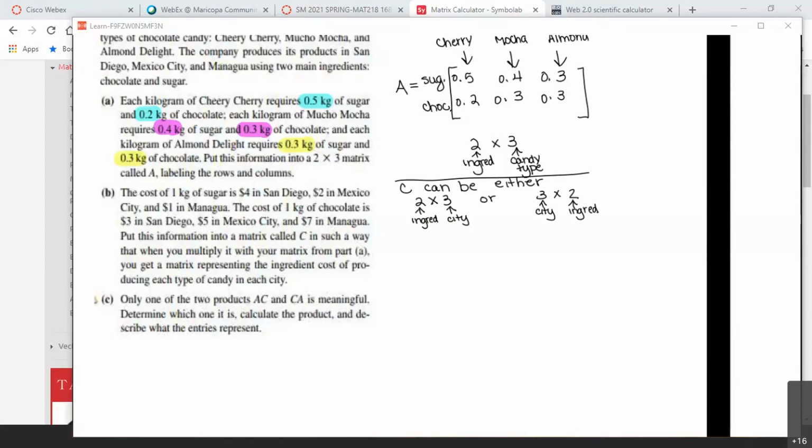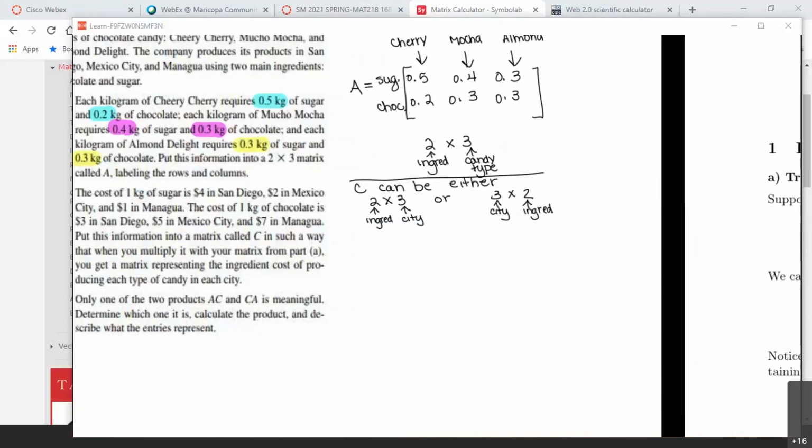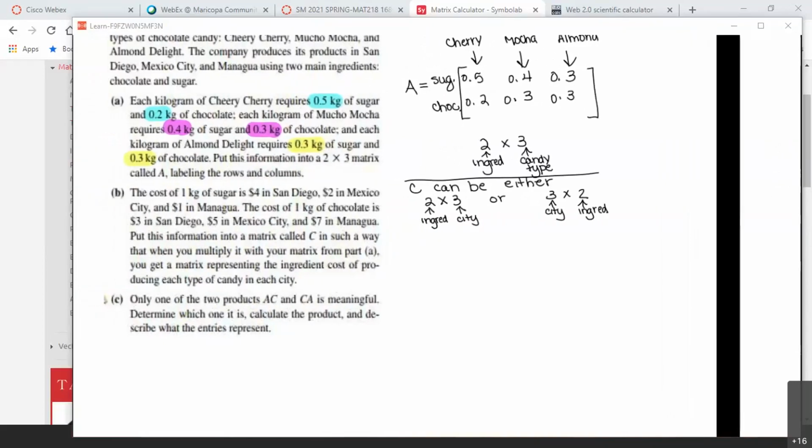So let's take a look at how we can do it. Now what they say is choose one. So if I need to multiply, I want to make sure I get what as my answer? I want to get ingredients.